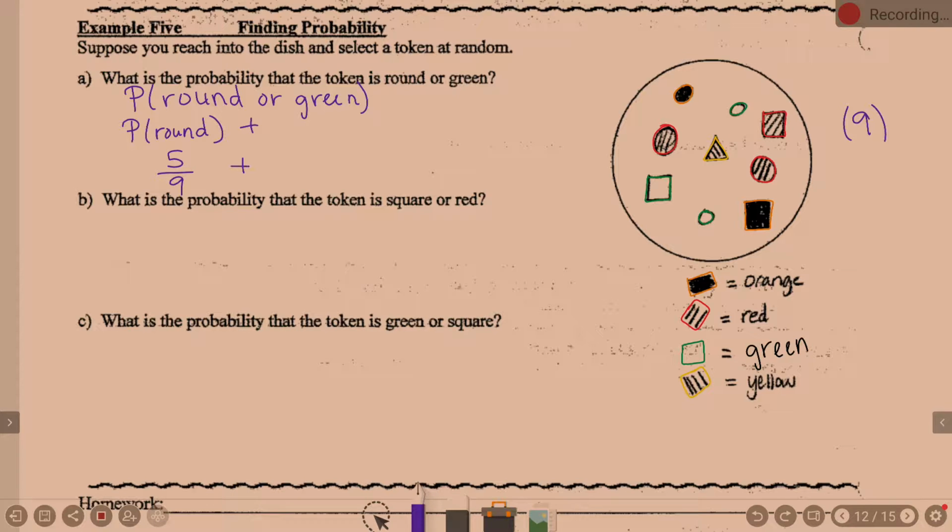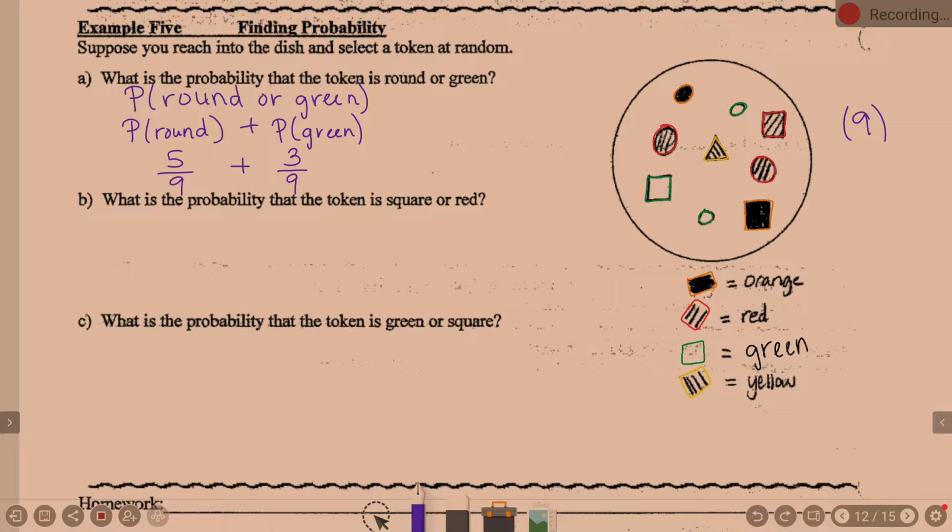Now we're going to find the probability of green. How many green tokens do we have? 3. I would not recommend reducing, because I need common denominators to add. So there's 3 of them not filled in, so 3 green out of 9.